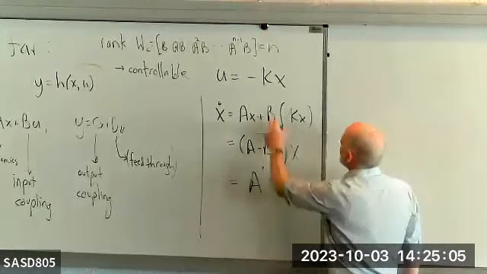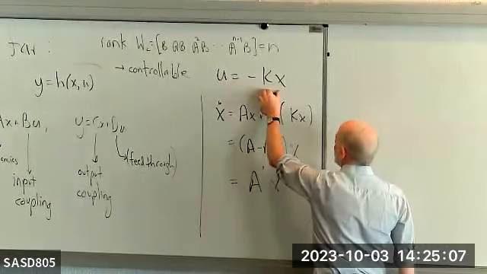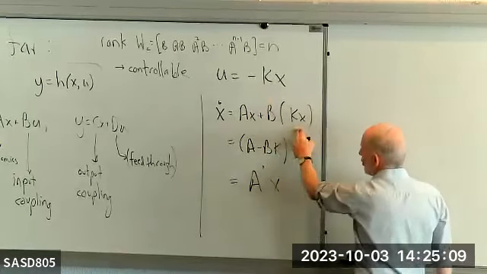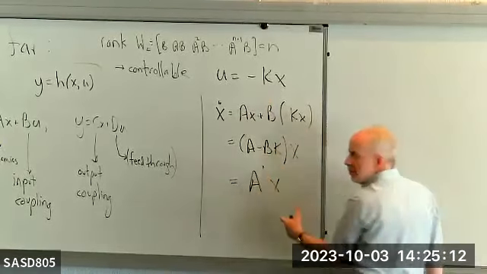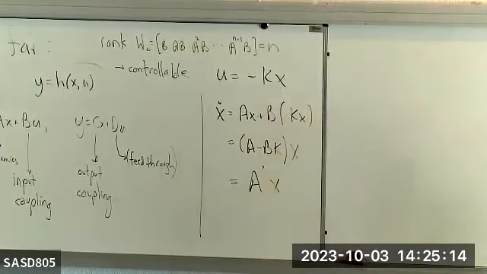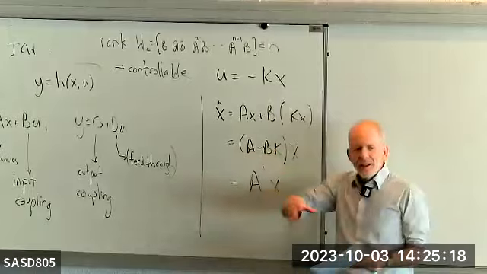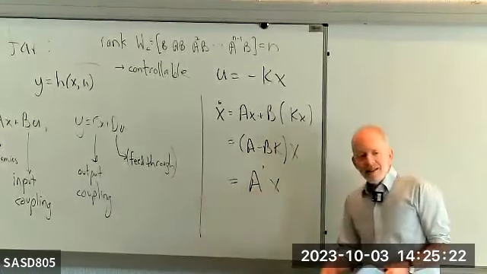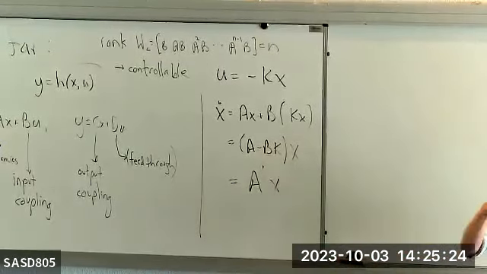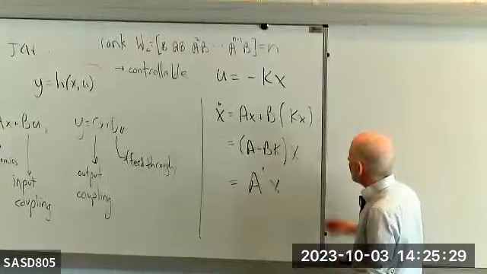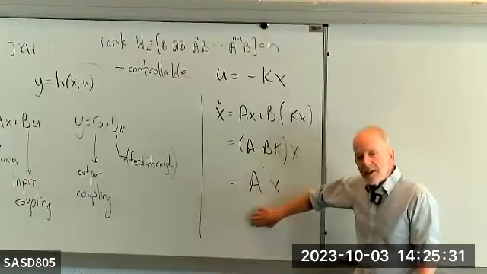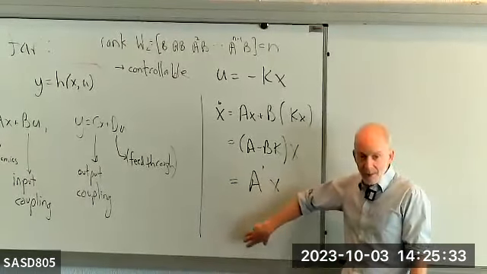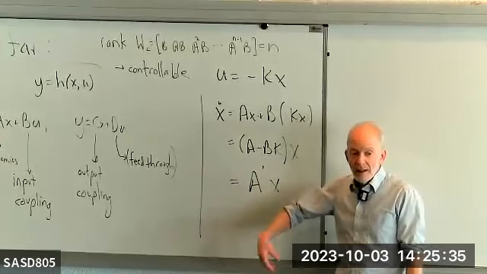Anyway, if it's controllable, then you can take an input of this form, and if you stick it into the equation, then you get a reduced or closed loop dynamics, where the feedback has been absorbed into the system and creates a new dynamical matrix A prime. And the claim, and again, it's backed up by stuff in the notes, is that if the system is controllable, then you can give A prime essentially any properties that you want.